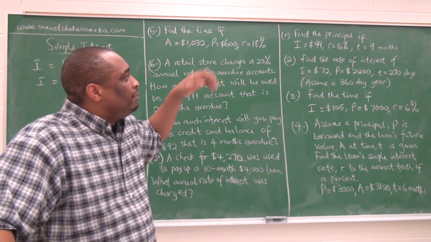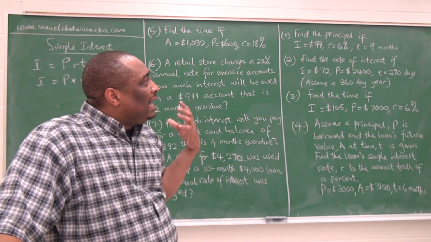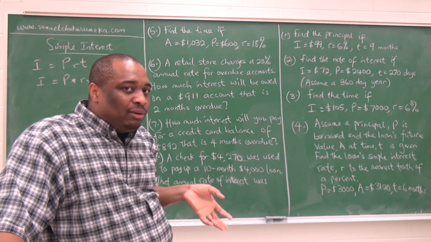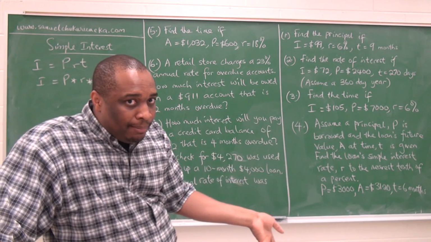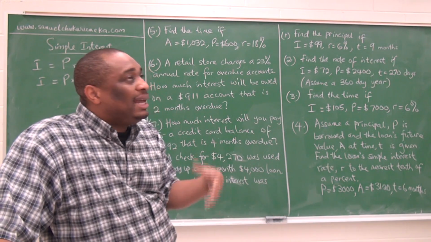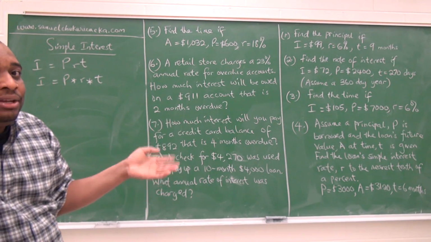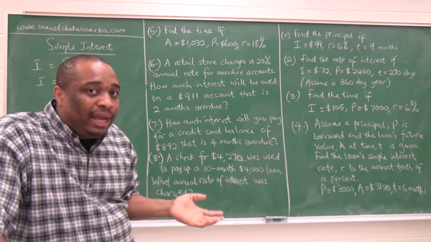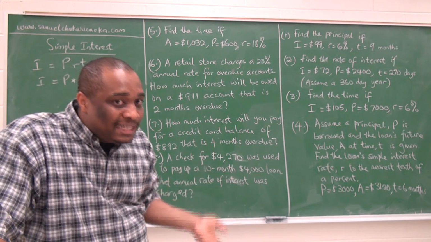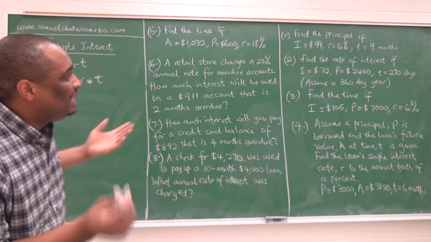Find the principal sum of money that will generate an interest of $99 in a bank that has an annual interest rate of 6% for 9 months. Or find a principal sum that will generate an interest of $99 for 9 months in a bank that has an annual rate of 6% interest. So that is what it is.